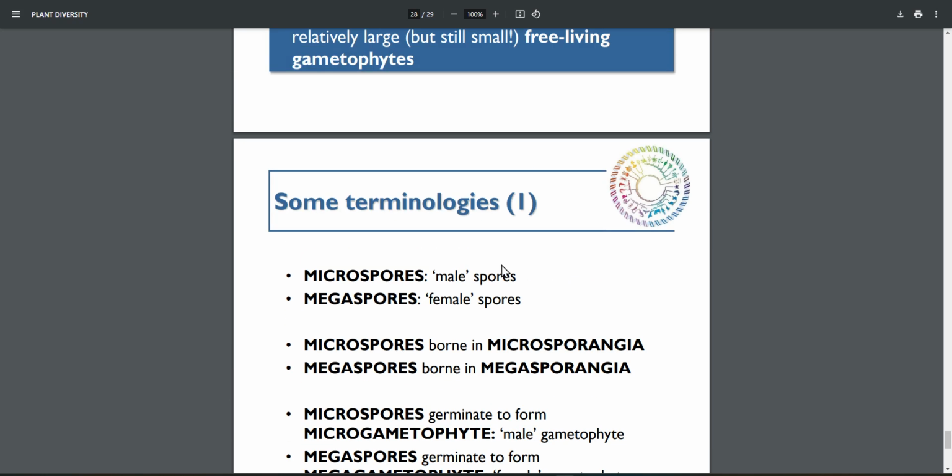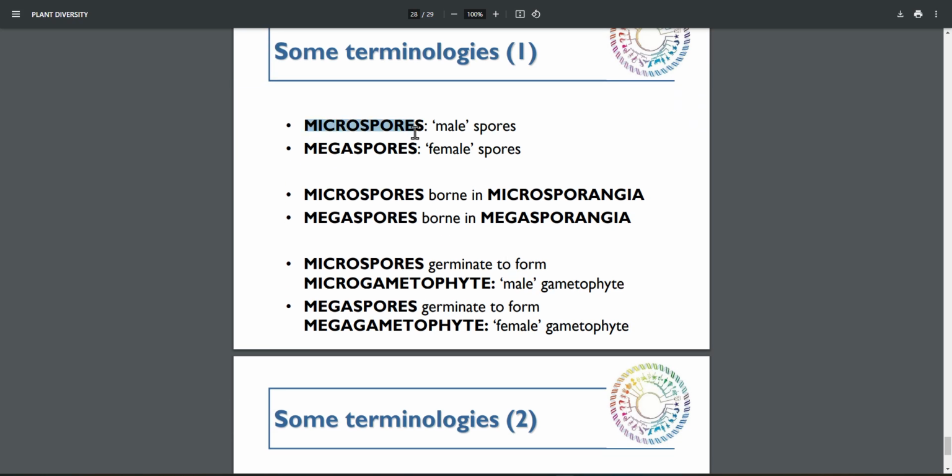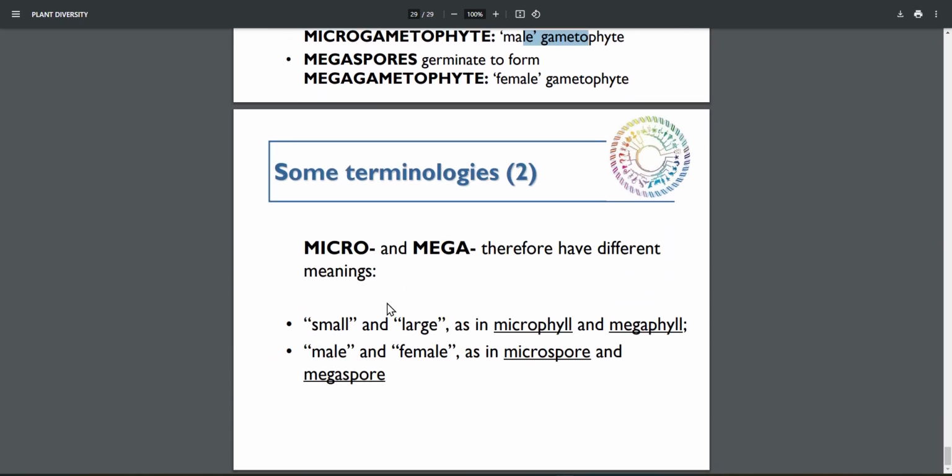All right, and then finally some terminology. Microspore, megaspore means just male spore, female spore. Microspore born in microsporangia, blah blah blah. And then microspore germinate to form microgametophyte. All right, so micro and mega have different meanings now. In terms of leaf, microphyll just means small leaf. Megaphyll means big leaf. But in microspore and megaspore, it means male and female. All right, so that is finally the end.